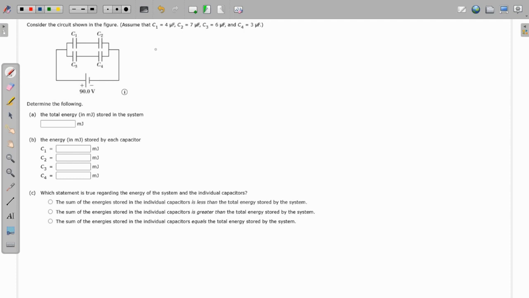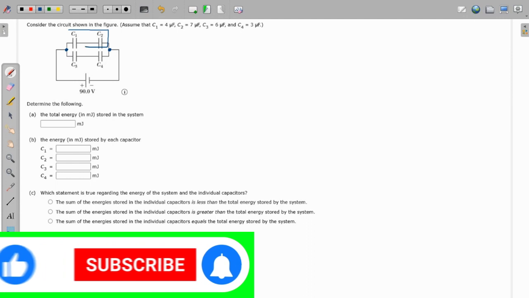Consider the circuit shown in the figure, where the value of all the capacitances is given. So what is the total energy of the system, the energy of each capacitor, and whether they are equal or not? That's what statement C is asking. So remember that they are in parallel, so the voltage across the combination is 90 volt.